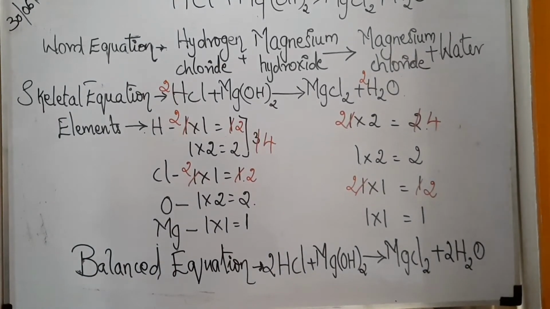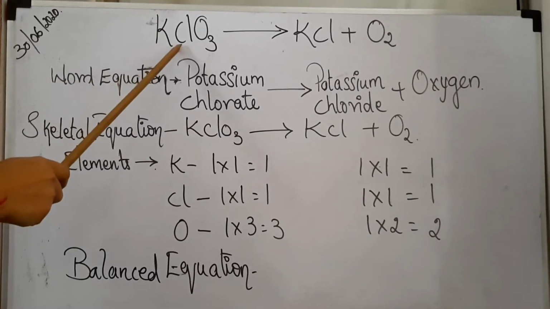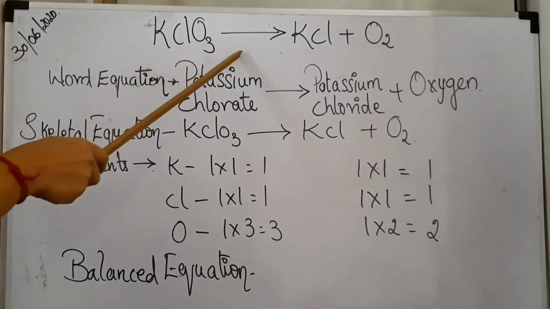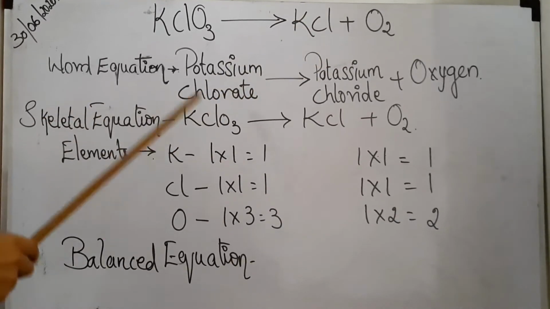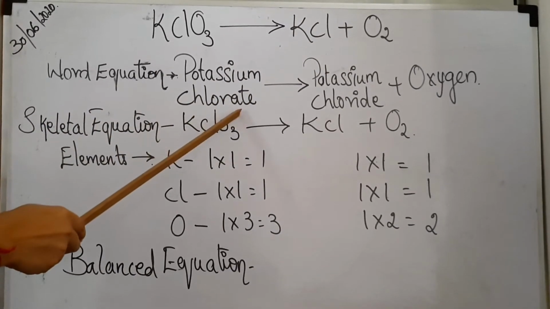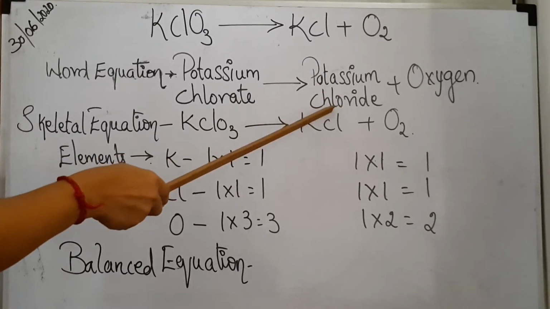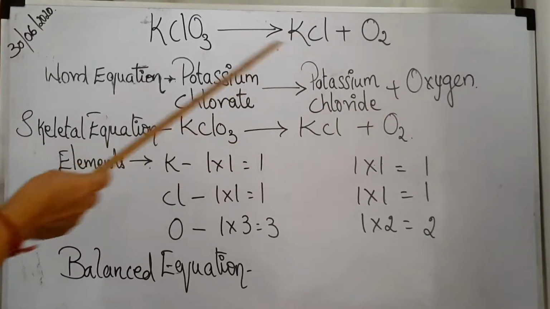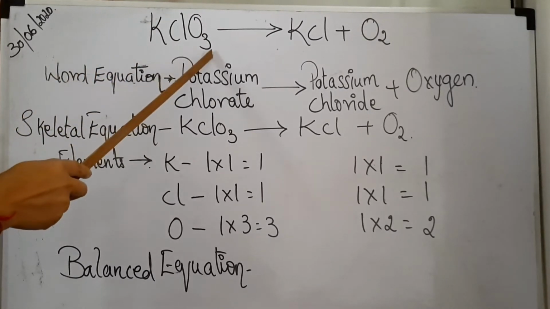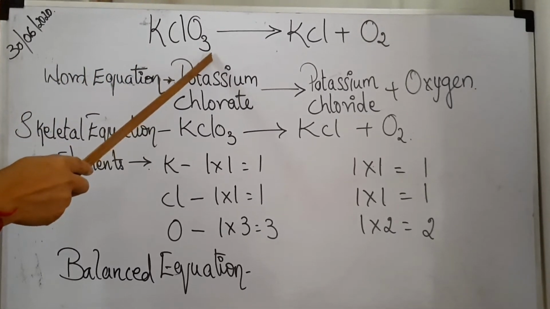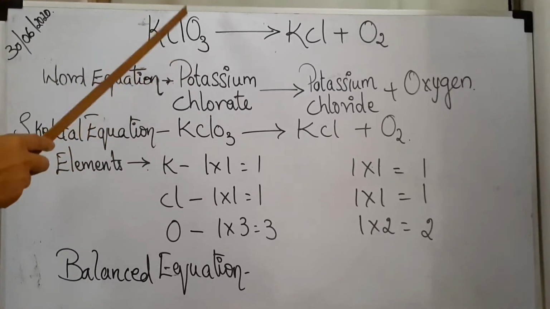Clear, children? Children, the next equation is this. KClO3 gives KCl plus O2. That is potassium chlorate gives potassium chloride plus oxygen. Children, in our previous reactions you saw that there were more reactants on one side. On the reactant side also you saw 2 or 3 reactants. Here it is only 1.